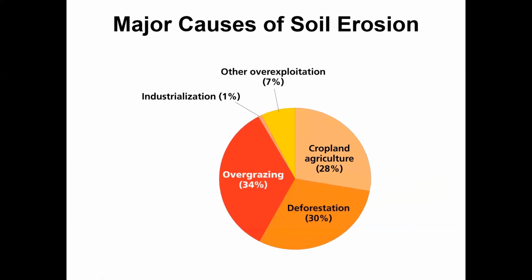Looking at the major causes, just to show you in a more graphic sense, industrialization is just 1% of the reasons why soil erosion occurs. Overgrazing contributes 34% of the soil erosion, overexploitation 7%, cropland agriculture 28%, and deforestation 30%. Most of the soil degradation is caused, however, by livestock overgrazing, deforestation, and cropland agriculture.